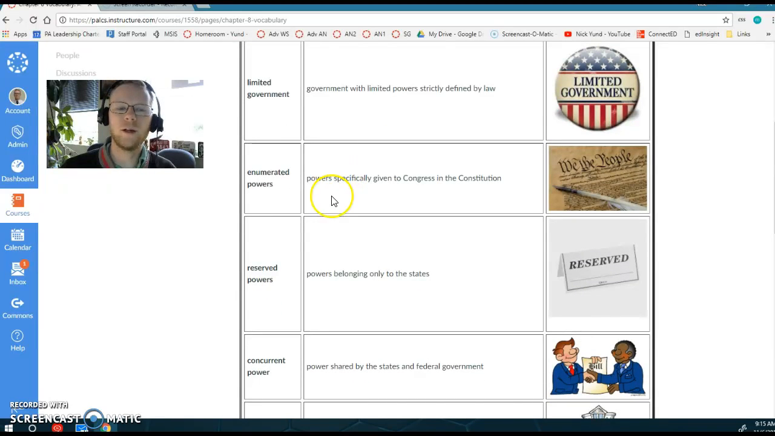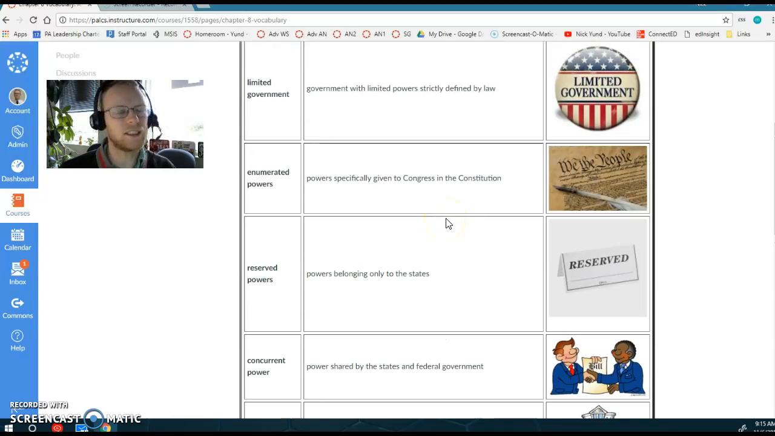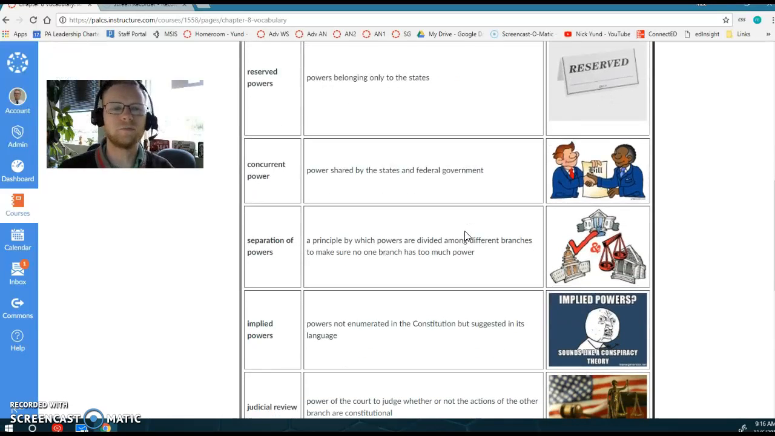Now, enumerated powers and reserved powers. Enumerated powers are powers specifically given to Congress in the Constitution, whereas reserved powers are powers that are reserved for the states. So, there you go. Either federal power or state power. Enumerated powers are given to Congress in the Constitution. Reserved powers are powers belonging only to the states.